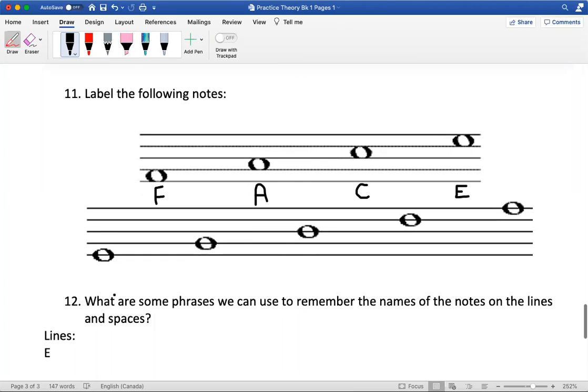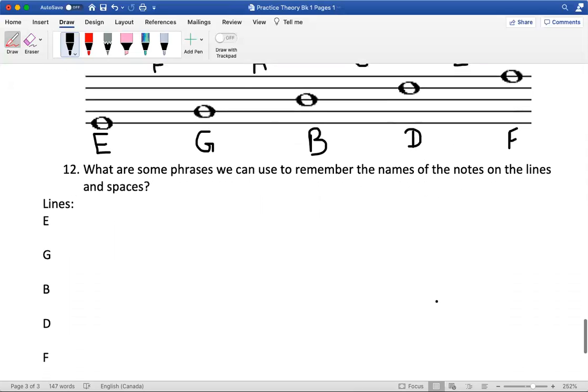Then at the bottom, we have notes on a line. Remember the song notes. The line is E, every. G is good. B is boy. D for deserves. And F for fun.